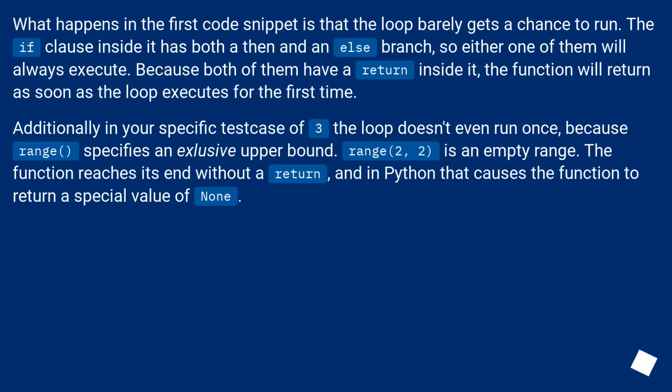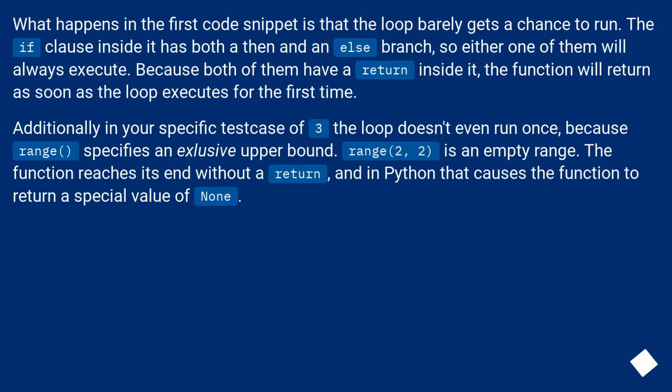What happens in the first code snippet is that the loop barely gets a chance to run. The if clause inside it has both a then and an else branch, so either one of them will always execute. Because both of them have a return inside, the function will return as soon as the loop executes for the first time. Additionally, in your specific test case of 3, the loop doesn't even run once, because range specifies an exclusive upper bound.